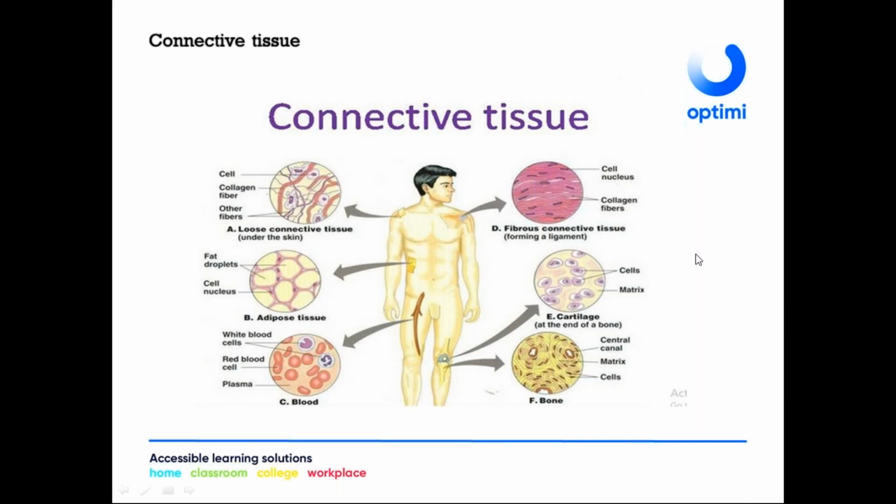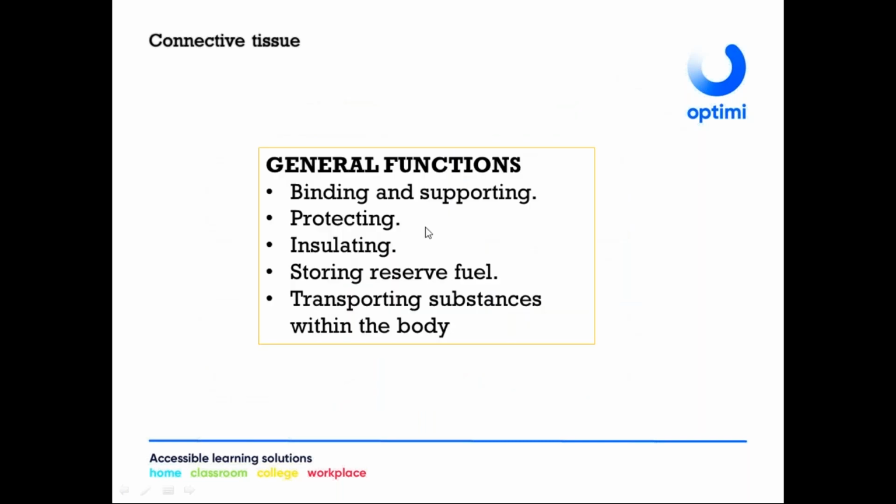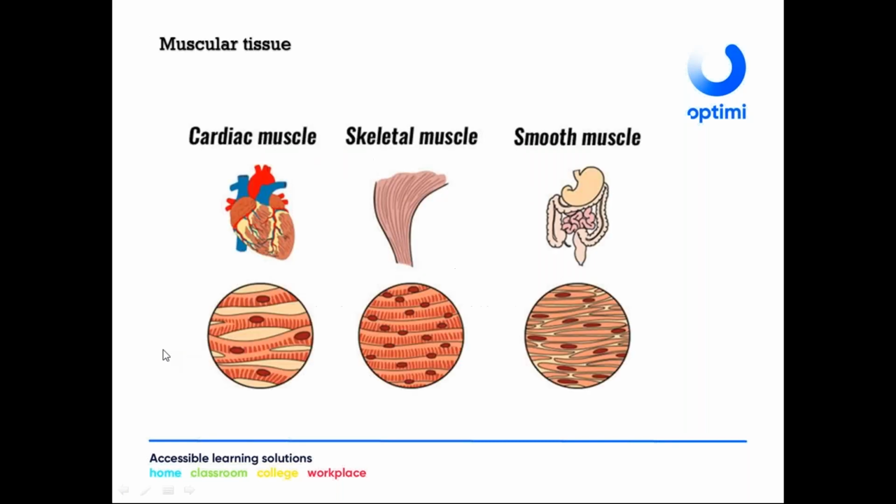Connective tissue, as the name explains, is for binding and supporting. It is for transporting substances within the body. It also insulates, it protects, and it stores some reserve fuel.